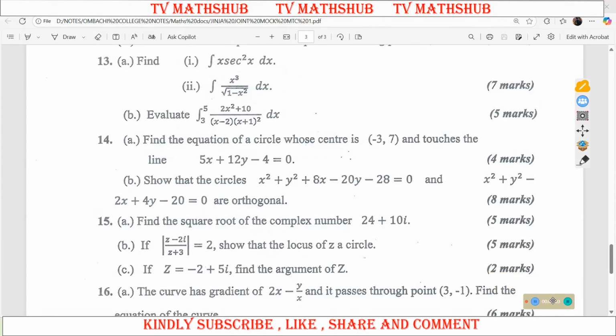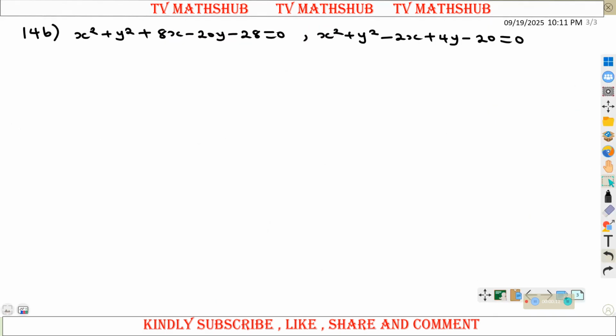So let us now look at part B, which says show that the circles this and this are orthogonal. So in order to show that these two circles are orthogonal, what we are interested in is to show that when you get r1 squared and add r2 squared, you will get d squared. This d is the distance between center 1 and center 2 of the two circles. R1 is the radius of circle 1, R2 is the radius of circle 2, and d is the distance between the centers of the two circles. So in order to show orthogonality, we must show this.